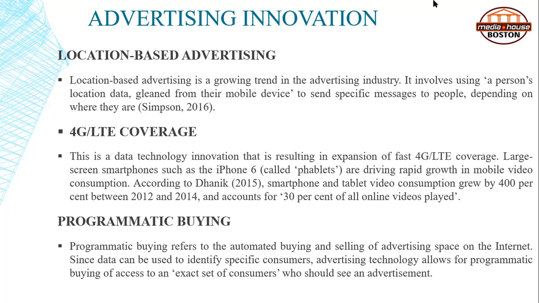Then we have programmatic buying. This basically refers to the automated buying and selling of advertising space on the internet. Since data can be used to identify specific consumers, advertising technology allows for programmatic buying of access to an exact set of consumers who should see an advertisement.